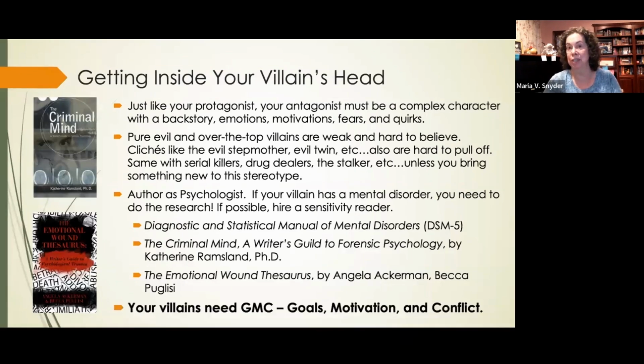So yes, your villains need goals, they need motivation, and of course they need conflict, because if they're a supervillain and nobody gets in their way, that's not much. You don't have much of a story in that way. So we're going to look at all three aspects of your villain.